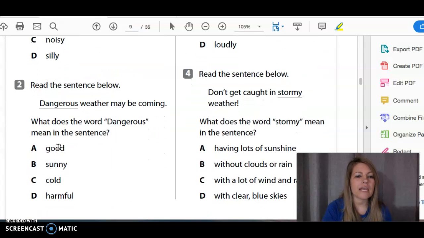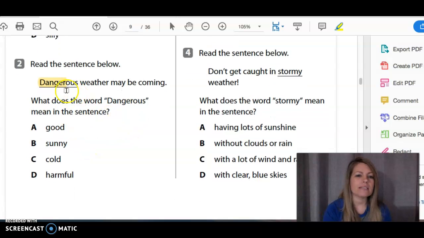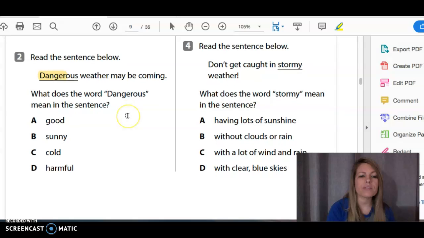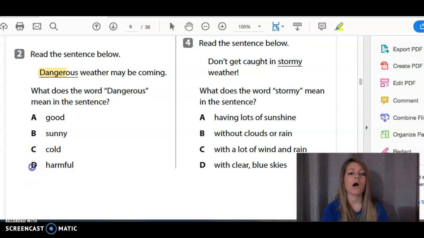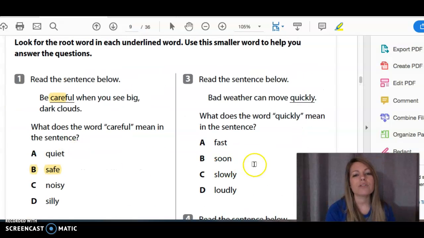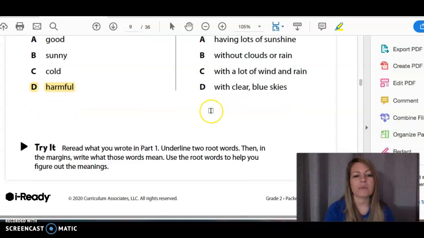Number 2, dangerous. My root word in dangerous is danger. What does dangerous mean? Dangerous weather may be coming. Does dangerous mean good, sunny, cold, or harmful? Harmful means to cause harm to something. So if something is dangerous, it is also harmful. It could hurt you or cause harm to you. So the answer to 2 is D. I want you to finish by doing 3 and 4 independently.